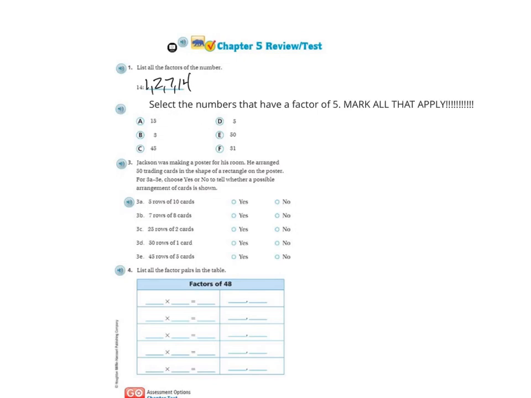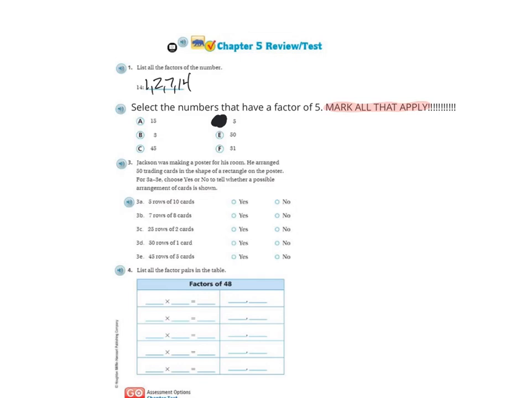I'm going to put that because many of my students look for the first one and they go, oh yeah, totally got this. 5 is a factor of 5. Boom, I'm done, and they move on to the next one. If you're one of those students, please stop doing that. Please read the full question. Mark all that apply.